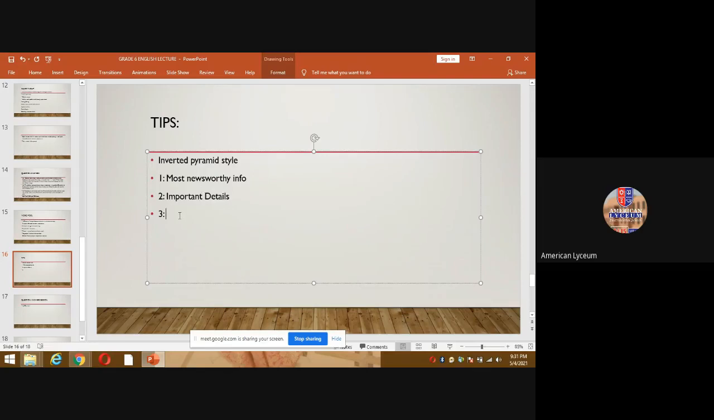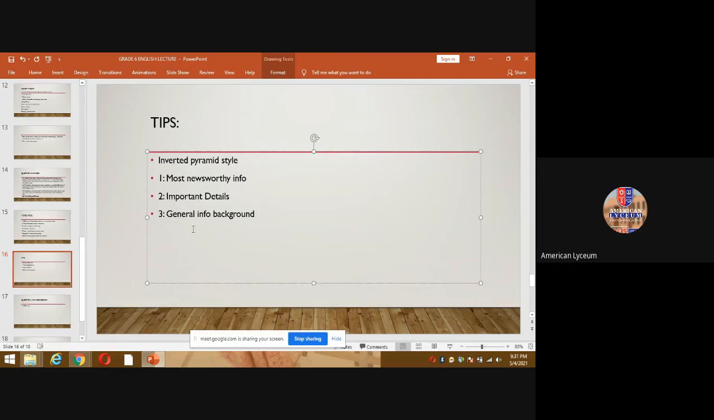Number third is general information. At the last, you will add general information, the least wanted information. Okay, general info or background info. Like who said what, who this newspaper article is taken from, and etc. Any background information you will write at last. First, very important. Second, details that are important. Third, general information, that if the reader would skip it at last, it won't affect the whole news story. Okay, so this is inverted pyramid style.